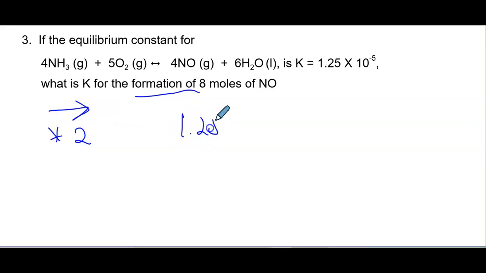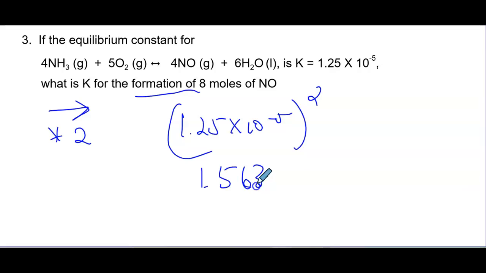I'm just going to take 1.25 times 10 to the negative 5th, and I'm going to raise that, or square it in this case. So on my calculator, I'm going to take 1.25 times 10 to the negative 5th, caret 2, and I get 1.563 times 10 to the negative 10th. Okay, next example.